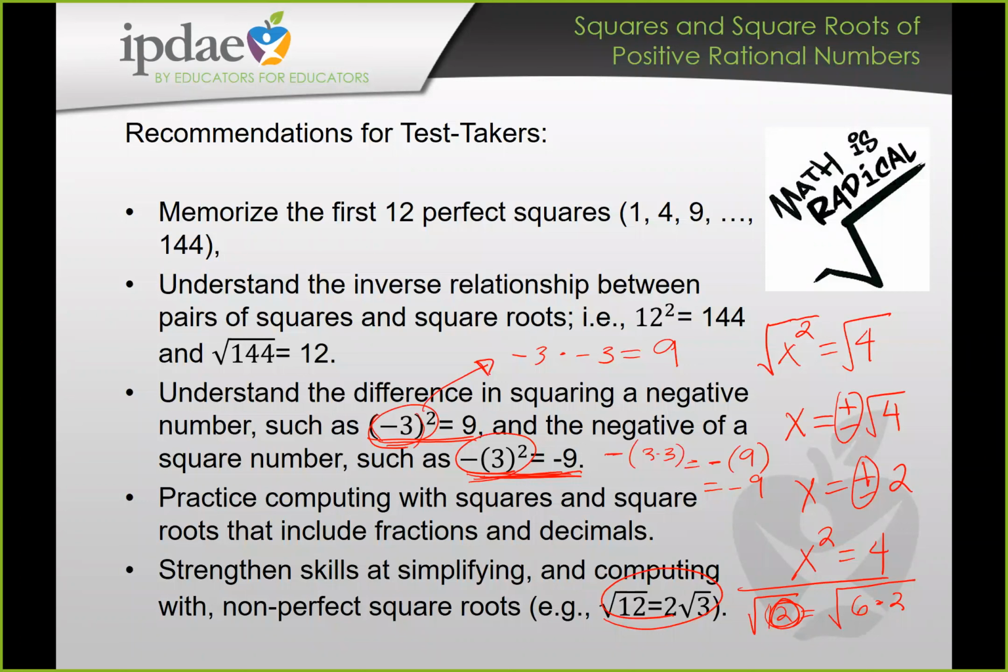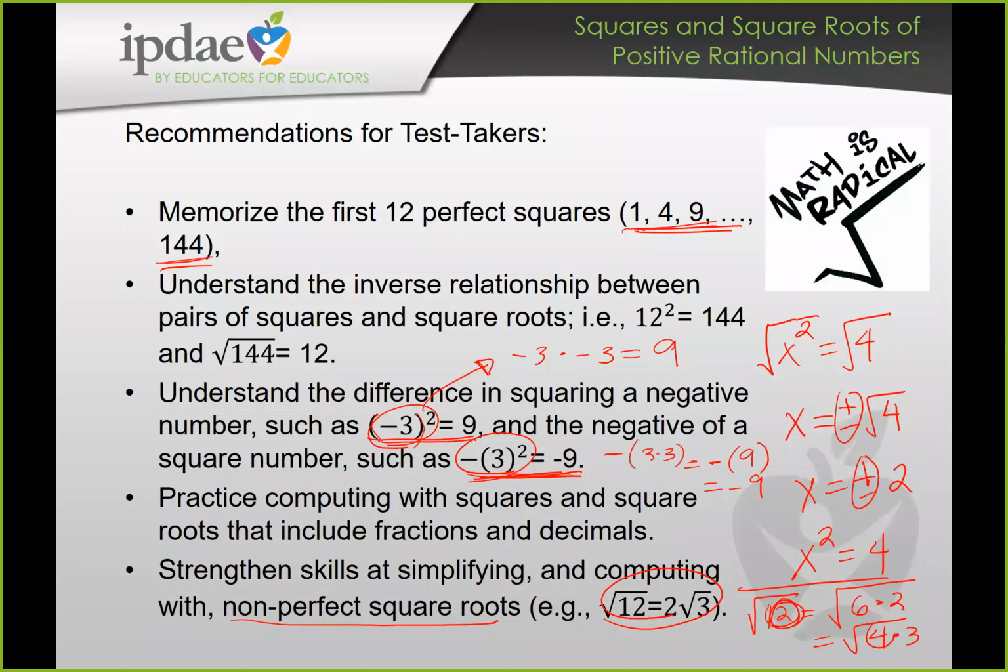So I tell my students, that's why memorizing these numbers is all important, because it makes them proficient in simplifying non-perfect square roots. So that means they have to figure out factors of that number that are one of the first 12 perfect squares. So in this case, 6 times 2 will not work, what would work better would be 4 times 3.